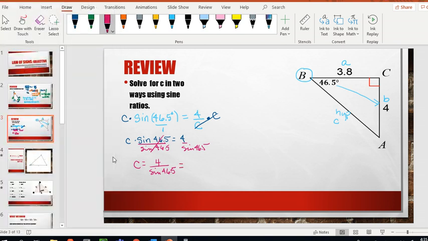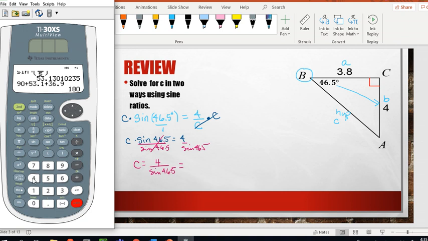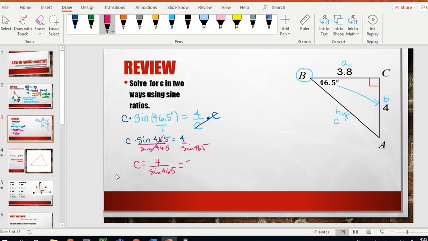If the answer is a decimal that you're looking for, then we need to put it in the calculator. You may do it by 4 divided by, or you can hit N over D and put 4 over, wow, that was weird, sine 46.5. Close the parentheses. See how it looks the same? Enter. All right, so 5.5. So this side is equal to 5.5, all right?